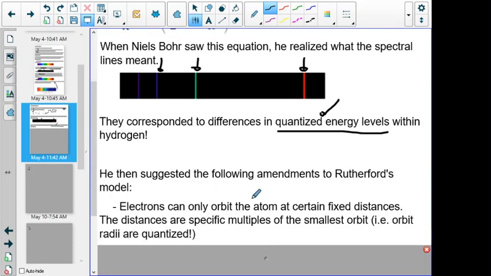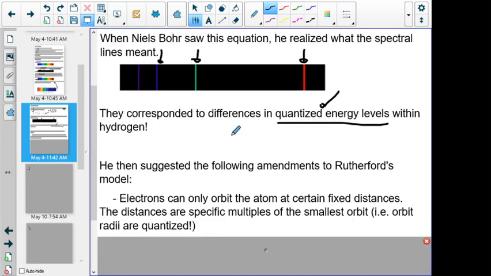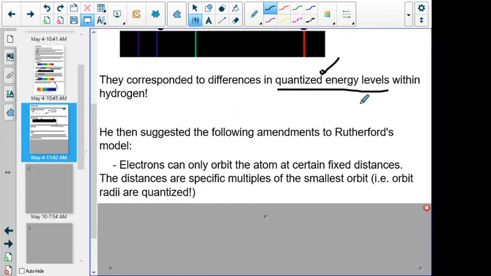So he made a bunch of suggestions or amendments to Rutherford's model. The first one was electrons can only orbit the atom at certain fixed distances, and the distances are specific multiples of the smallest orbit. So you have an orbit, let's say it's 10 nanometers. Well, you might only then be able to orbit at 40 nanometers, 90 nanometers, 160 nanometers, for example.